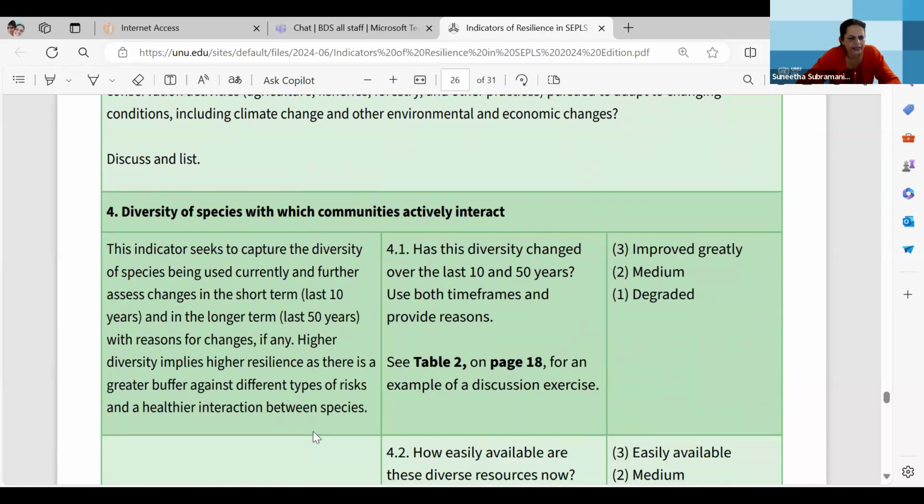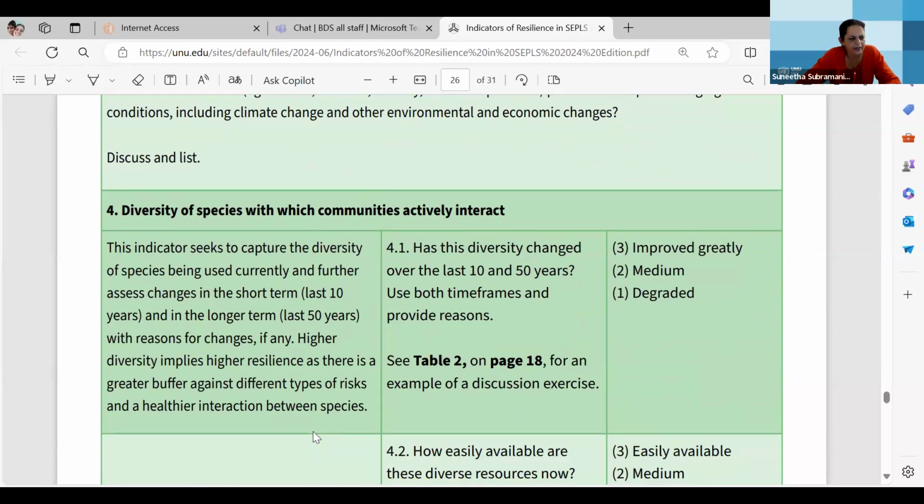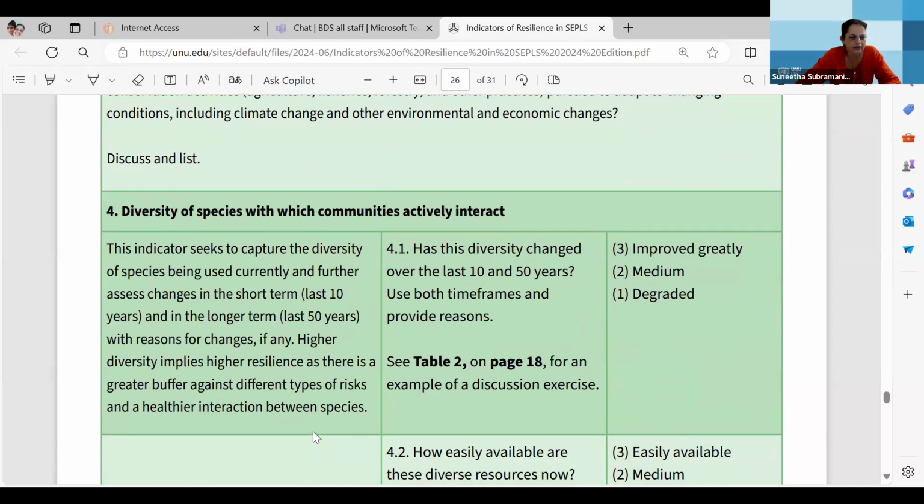And then we get into, again, within the same topic of biodiversity and sustainable use, diversity of the species with which communities actively interact. So the understanding is that the more diverse species there are, the higher the resilience, because it helps to create a buffer against different types of risks.